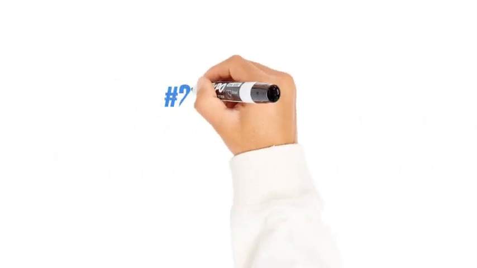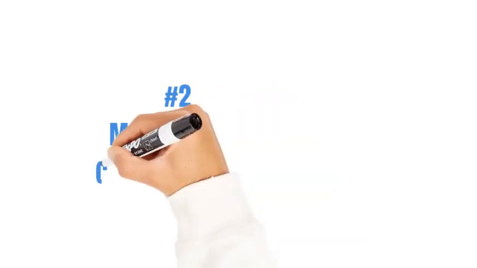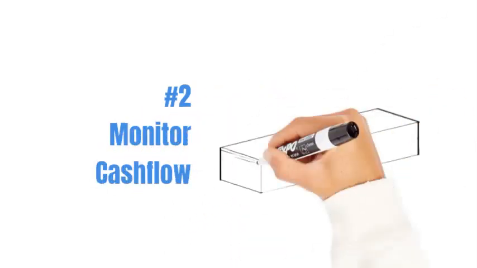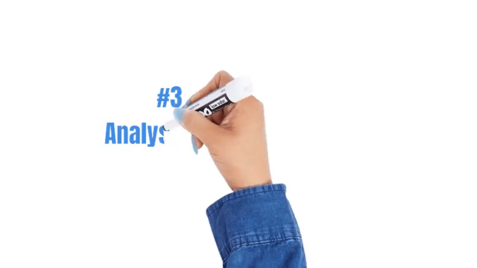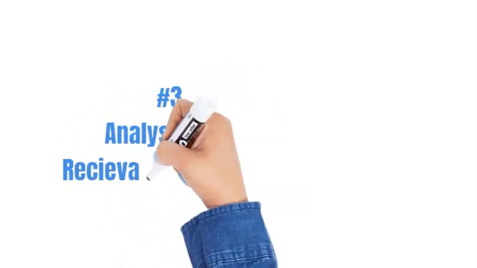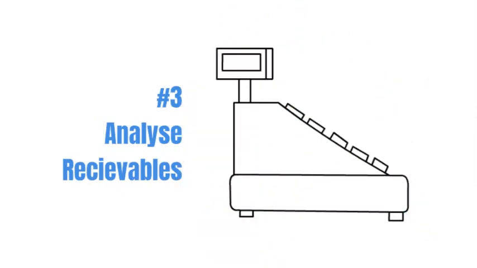2. Monitor cash flow. Monitor the hospital's cash flow to ensure that funds are being managed properly. Look for any unexplained increases or decreases in cash reserves. 3. Analyze accounts receivable. Analyze the hospital's accounts receivable to ensure that all payments are being properly recorded and collected. Look for any overdue accounts or uncollected payments.